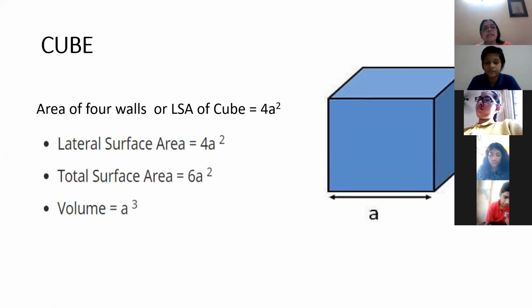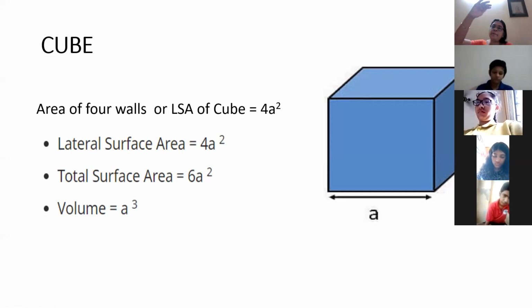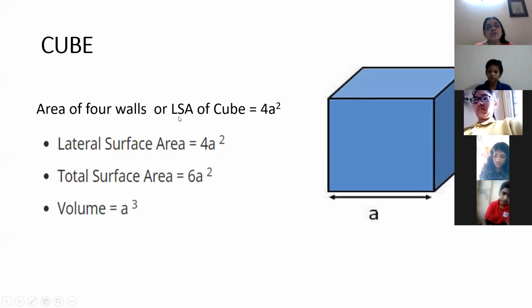In the same way, this area of 4 walls, or LSA, stands for lateral surface area. Lateral means side. We just remove the top part and the bottom part, so we get 4 surfaces, 4 faces, and all faces are square shaped, and the area of each square is A square. Okay, so lateral surface area, in short we write it as LSA. It is 4A square.